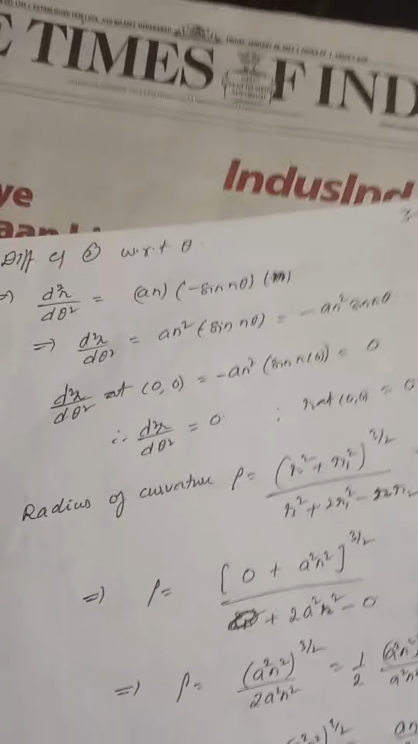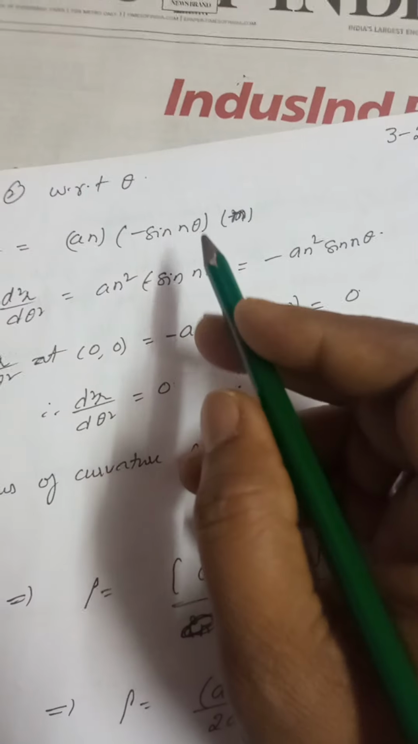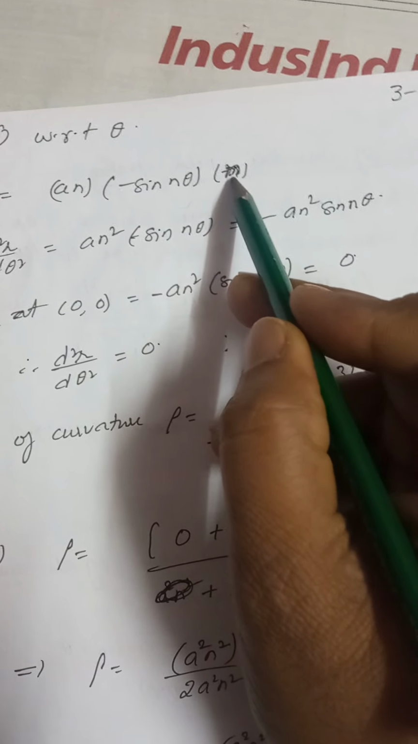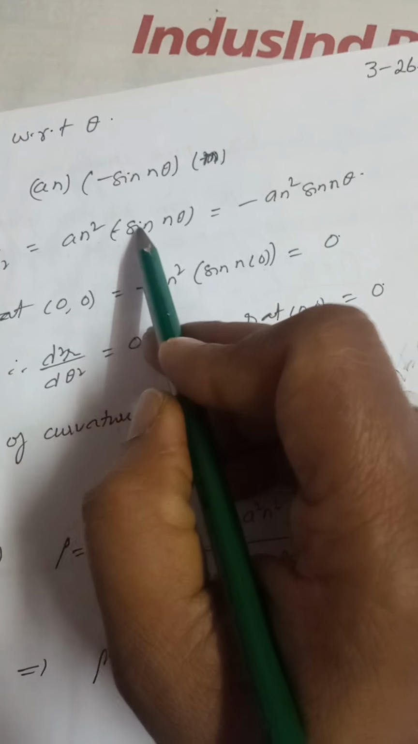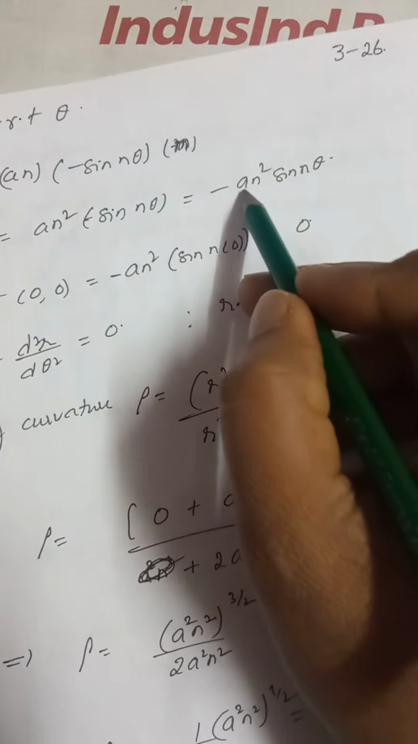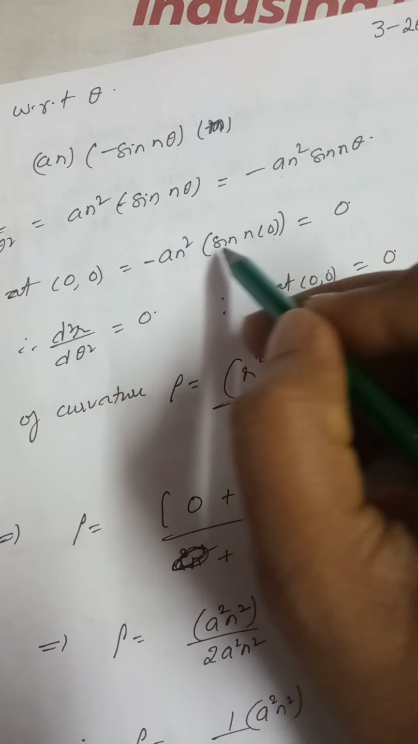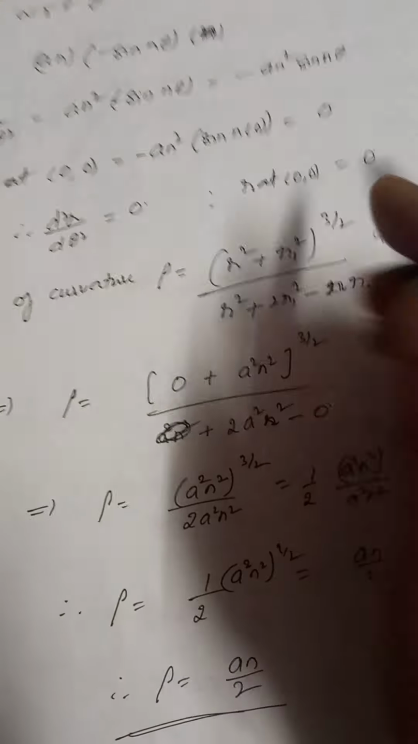Now again we have to differentiate with respect to theta only. d square r by d theta square is equal to a n into the differentiation of cos n theta, which is minus sin n theta. Again the differentiation of the inner function is n. Now d square r by d theta square is n into n, n square, a n square with minus sin n theta, which is minus a n square sin n theta. d square r by d theta square at the point 0, 0 is minus a n square sin n into 0, which is equal to 0, because sin 0 is 0, and 0 into something is 0. d square r by d theta square is 0 at the point.